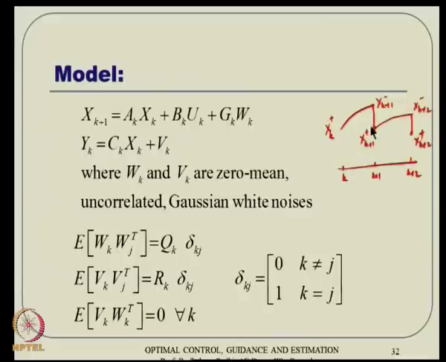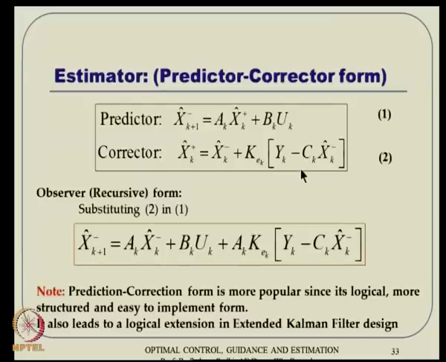So, starting with the updated value, I can go for a predicted value, then update it again and things like that. That is why it is very logical, and it also makes it convenient for computer programming as well. So, that is what is written here. The prediction correction form is more popular, and it is logical, more structured, and easy to implement as well. It also leads to the logical extension into the EKF, the extended Kalman filter. This is the form that is most widely used in the EKF domain: prediction and then correction.